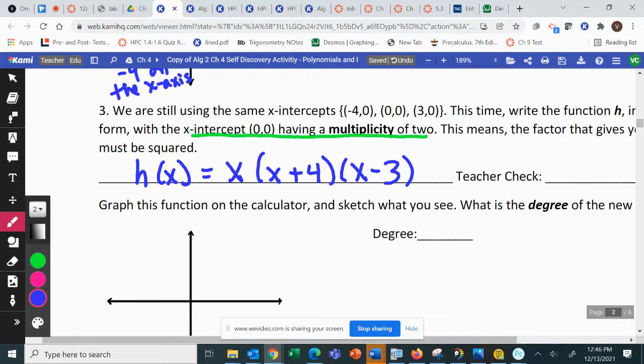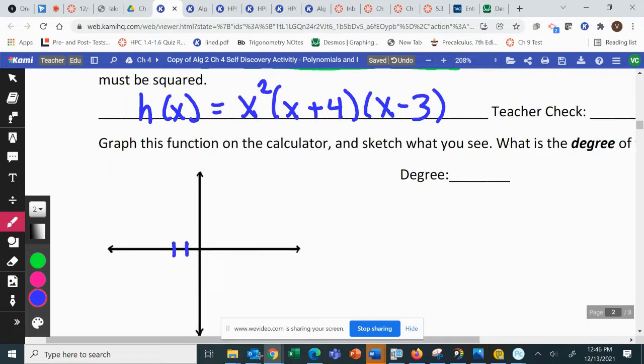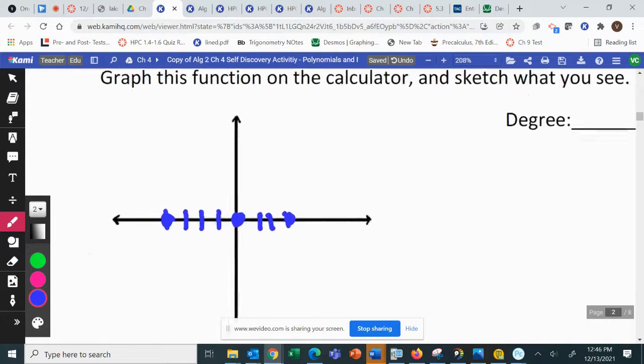You guys got teacher checks on it. A lot of you did. What do I do? Square the x, that first factor, the one that would say x equals 0. Square that. And then we go and we graph. And like I said last time, there will be intercepts at -4, 0, and 3. That hasn't changed.